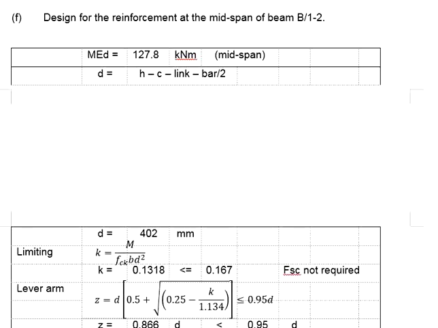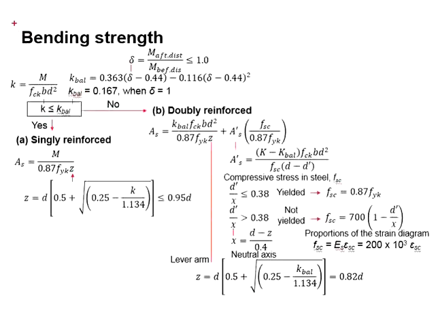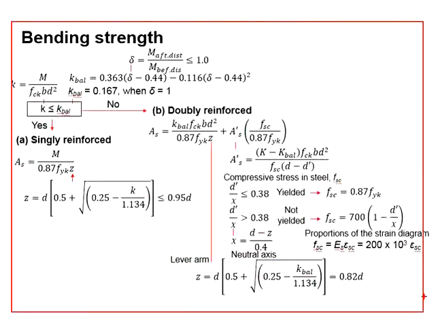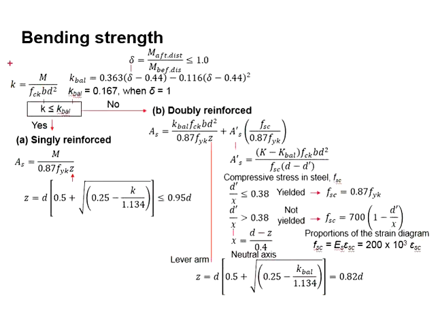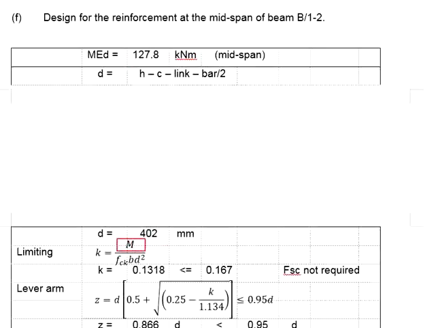At the moment, we are not sure whether the beam is singly reinforced or doubly reinforced. You may refer to the flow diagram here. You will need to use the K to check whether the beam is singly reinforced or doubly reinforced. This is the equation for the K. The moment here will be the MED.